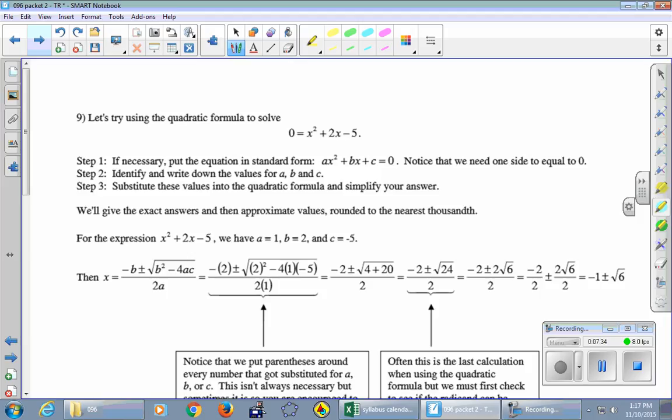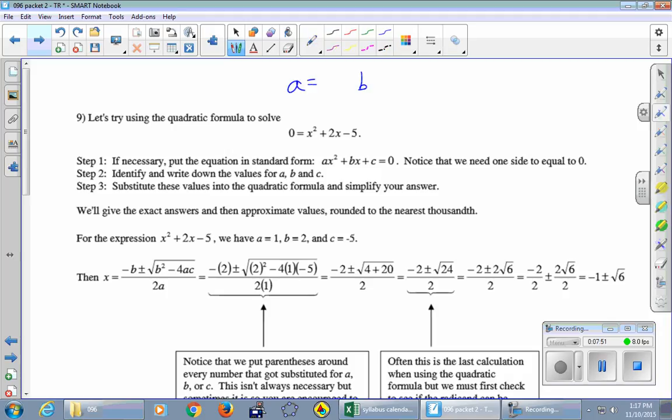Step 1, if necessary, put the equation in standard form. Notice that we need one side equal to 0. Do we have that already? We do. But it's important, if you don't have it equal 0 in the beginning, you do work to make it look like that. Step 2, identify and write down the values for a, b, and c.